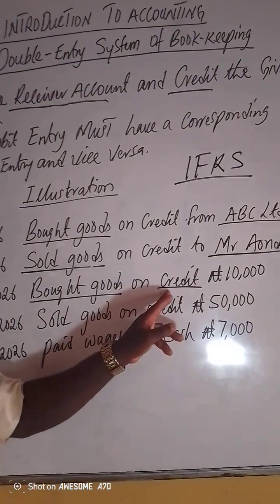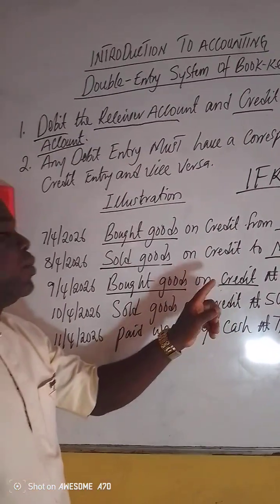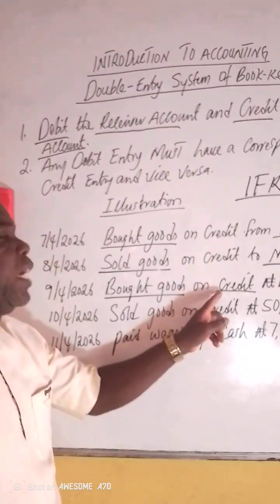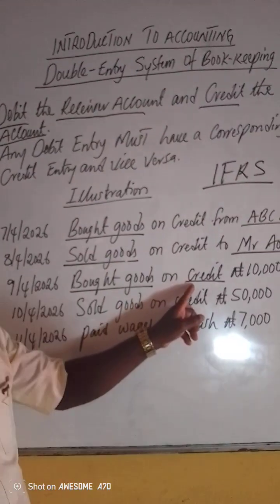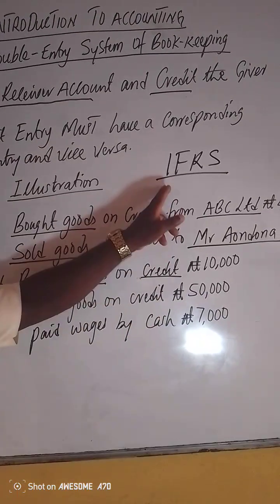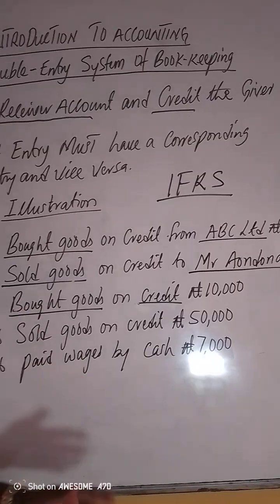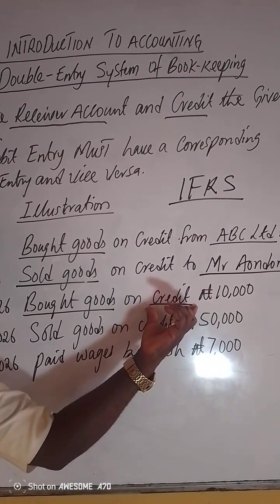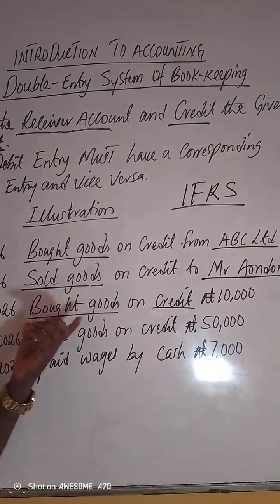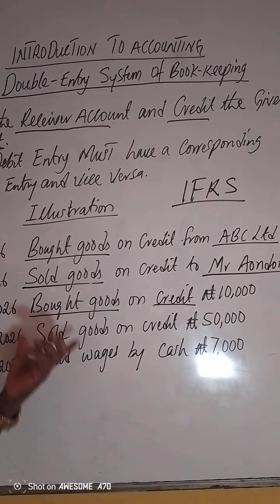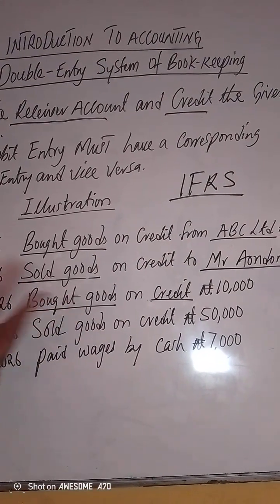Please don't use credit account. There's nothing like a credit account. The right account here is trade payable. Neither should you use creditors, because creditors is the old name, and the name has been changed by the International Financial Reporting Standard to trade payable. So trade payable becomes the giver account, while bought goods, which is purchases, becomes the receiver account.